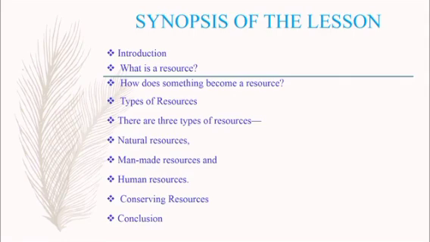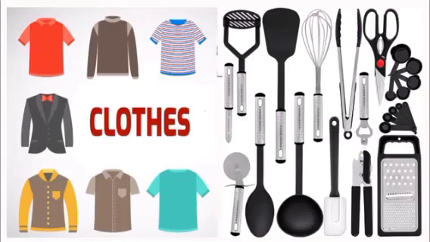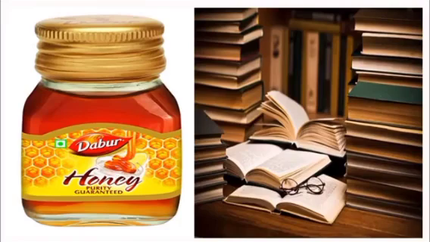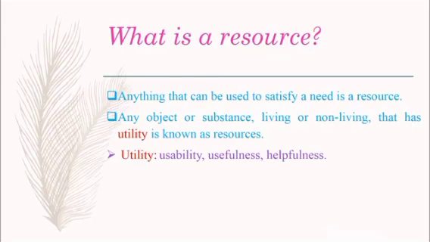Finally, we have conclusion. Students, now look at these things like cloths, utensils, food grains, combs, bottle of honey, books. Each of these has a use, right? That is why they are important. These are resources. Now, let's see what is a resource.